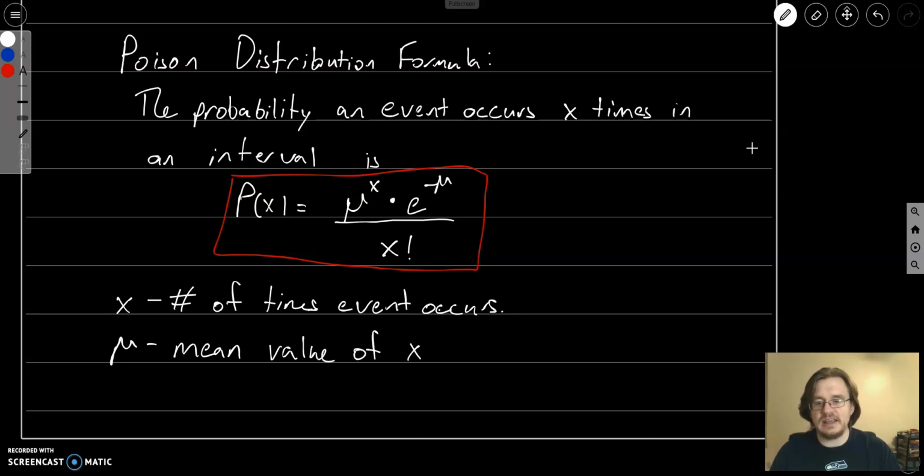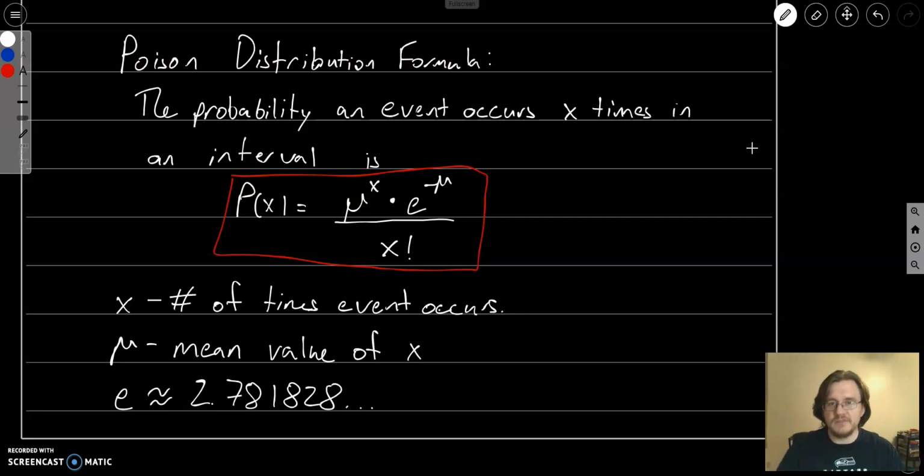And e here is just a number. So e is approximately 2.718281828, and so on and so forth. This is an infinite decimal. It doesn't repeat, so this is an irrational number. This is just a fixed value. It doesn't change. It's not a variable. It's a static constant. So e is a number that we know ahead of time.